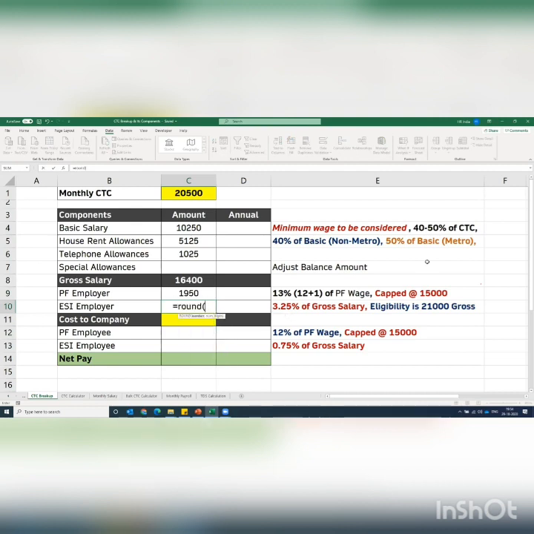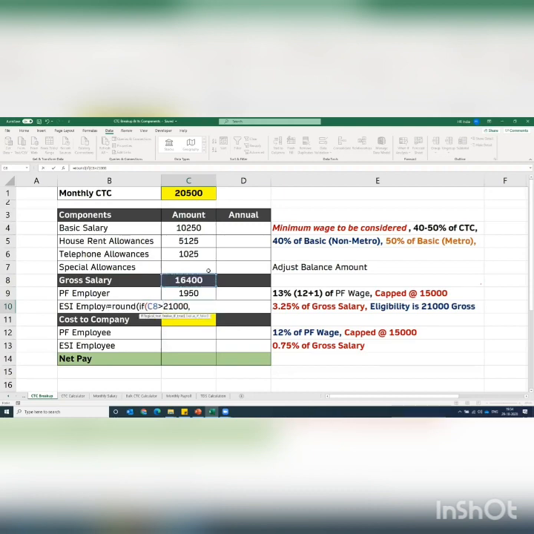First, add ROUND to avoid the decimals, then add IF. Again, we are going to use the IF formula. IF is a logical test with two outcomes. First, if the logical test is true. Second, if the logical test is false. This time we are going to consider the eligibility criteria as the logical test. So if the gross salary of the employee is more than rupees 21,000.